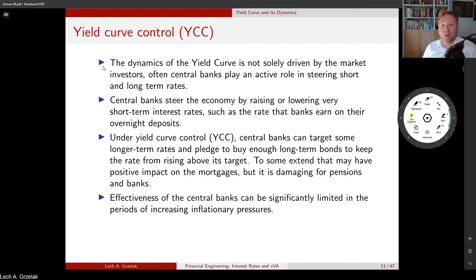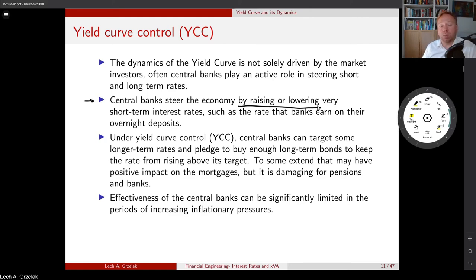On the other hand, if there is a recession, there is a problem in the economy, by decreasing the rate, that can stimulate consumers and also companies to give more money, and that hopefully will help the economy to recover. So this is the point here. So central banks steer the economy by raising and lowering rates. In general, it's easier to decrease rates, because that's always positive for the economy.